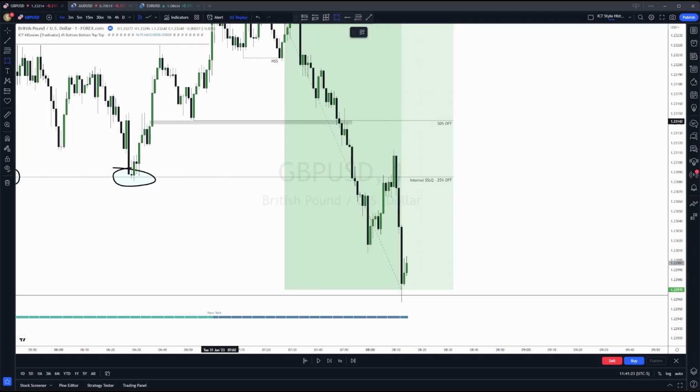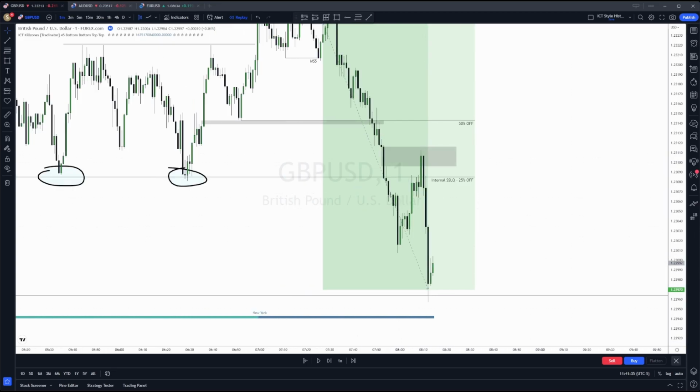And just to give you a general idea of how nicely these imbalances in fair value gaps work, as you can see, we went back up. Where did we go to? To a fair value gap, and then we went down even further. So that was the whole trade actually.